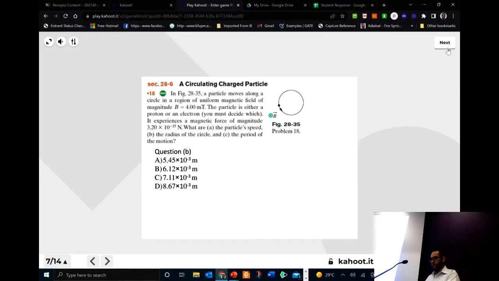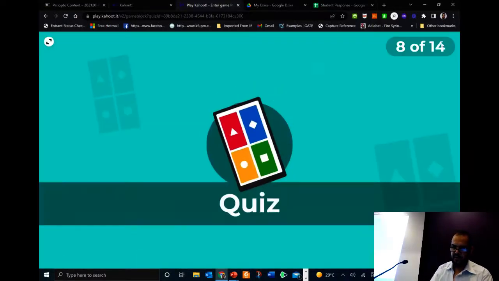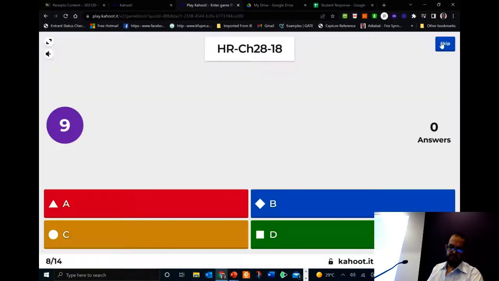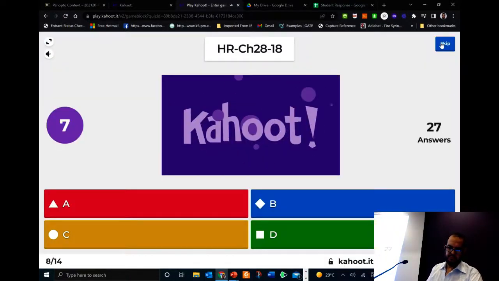Okay, so choose between A, B, C, or D. I will start the Kahoot for question B, and this is the particle speed. Sorry, the radius of the circle. Five seconds.